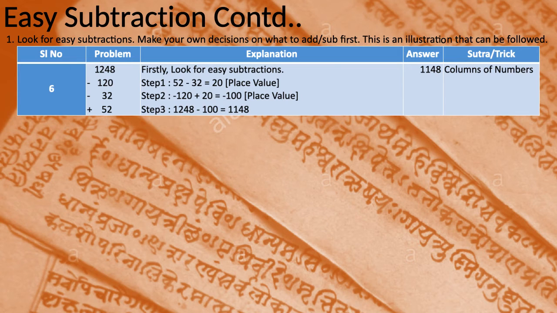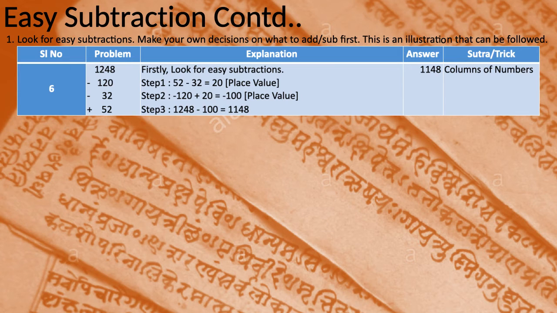It was so quick, right? Traditionally, if you had to do it, 8 minus 2 is 6, 6 plus 2 is 8, 8 in the units place. So that way you have to do, and it takes a lot of time, right? This was pretty simple.